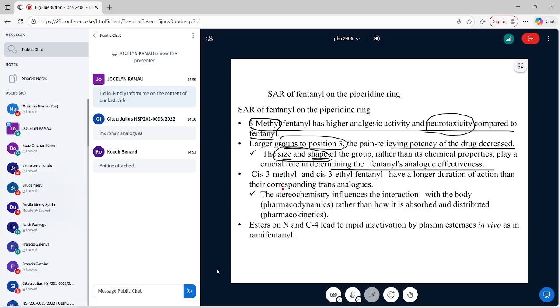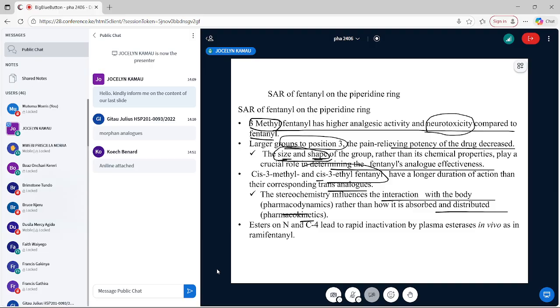So we're saying cis-3-methyl and cis-3-ethylfentanyl have a longer duration of action than their corresponding trans analogs. That's what was found, that the cis is the one which had higher activity than the trans. Those are findings. It would mean the cis one has the better configuration, the better shape to interact with the receptor much more effectively. The stereochemistry influences the interaction with the body, the pharmacodynamics, rather than how it is absorbed and distributed.